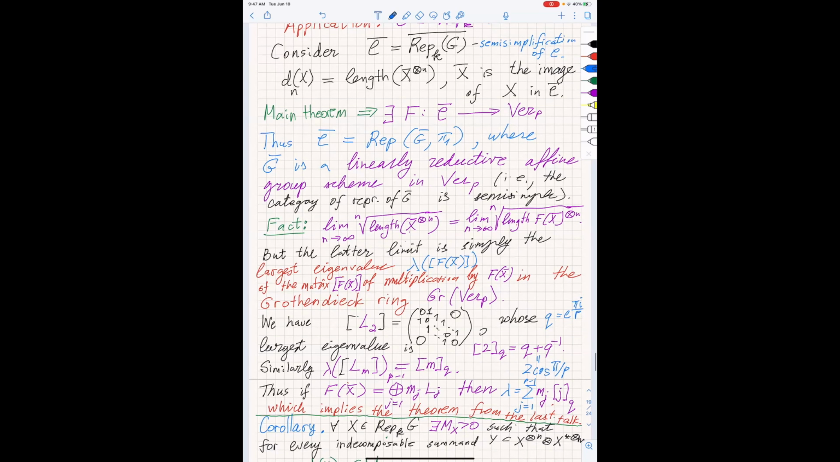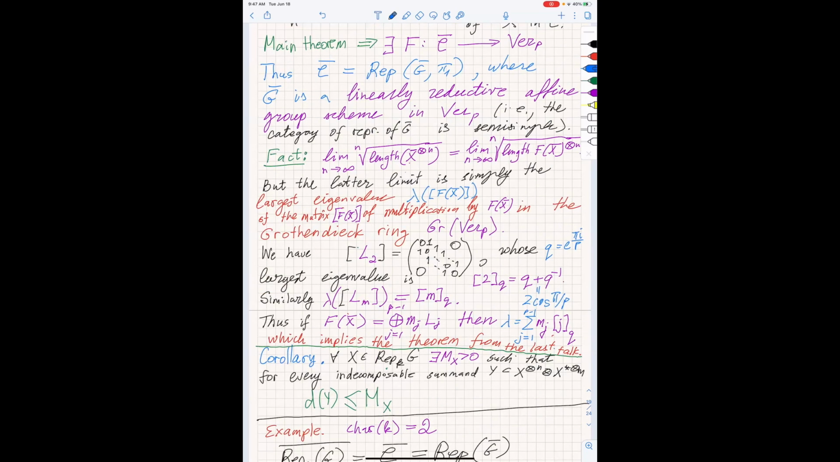And similarly, lambda of L_m is the q-analog of m. And therefore, if you have an object f of x bar, which is the sum of m_j times L_j, then lambda is going to be the sum of m_j times the q-analog of j. And this implies the theorem from the beginning of the talk, which is that our invariant d of x is an algebraic integer of this particular form.